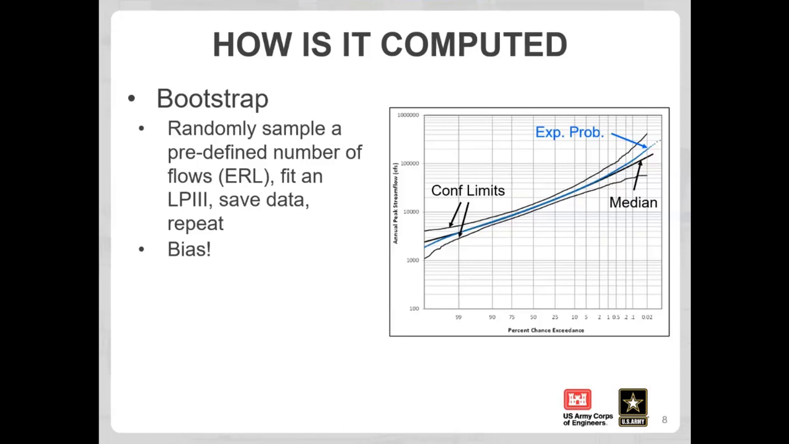This is the more classical way to think about this process, right? So we have the median curve, the black line in the middle, that's a parameterized distribution, right? Well, if we take that parameterized distribution and an equivalent record length, so the information content that is represented by that parameterized distribution, if we randomly sample from that distribution, fit an LP3 distribution to those samples, we save some data and we repeat over and over and over again until we either reach convergence or we hit a number of iterations. When we save that information, we can actually derive these things, right? We can look at confidence limits. We can look at an expected probability curve at the end.